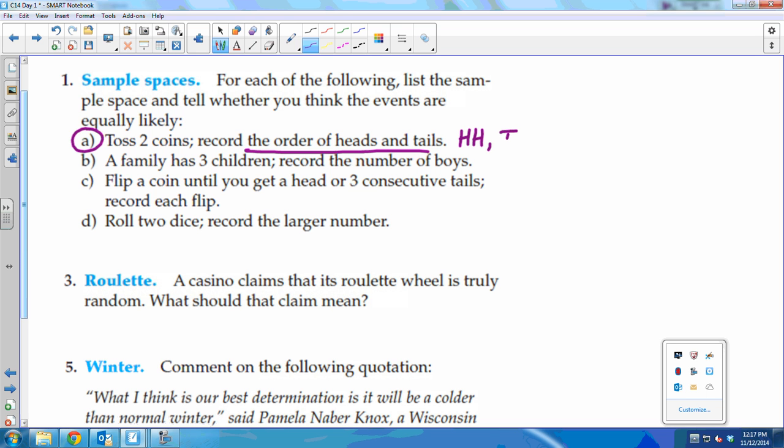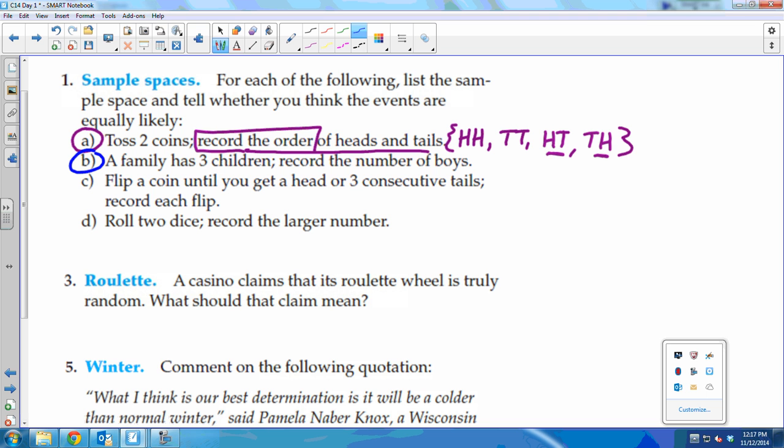Heads, heads, tails, tails, heads, tails, but there's one more because we're recording the order, right? So tails, then heads. Make sure you're thinking about this scenario. If they weren't recording the order and it didn't matter, then there's only 3 possibilities of what could happen. But since we're recording the order, heads, tails and tails, heads are 2 different outcomes. Does that make sense?